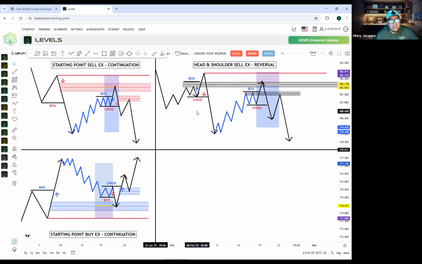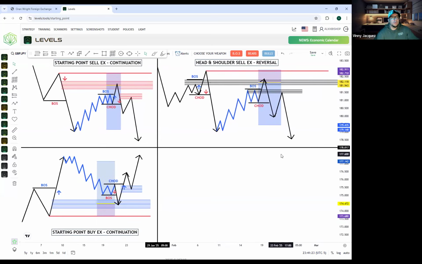This is the head and shoulder. It's the starting point. It's not supply and demand. But as we see the shift from blue to red, that's already letting us know that we have a head and shoulder. Why? Because we marked it up already, right? It's been confirmed. Okay, so boom, we have our starting point, I'm sorry, our head and shoulder for sells.